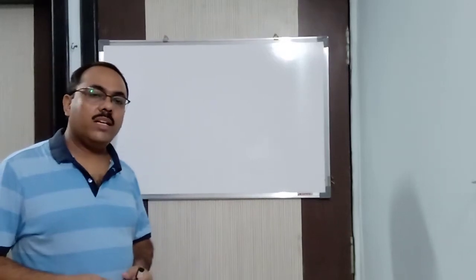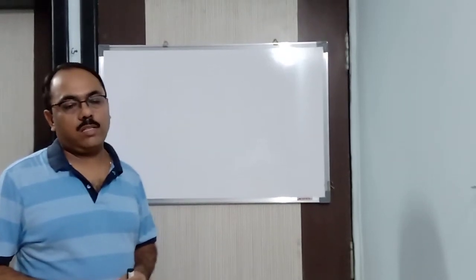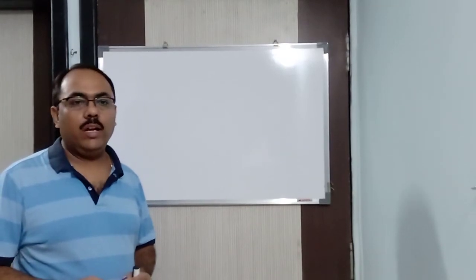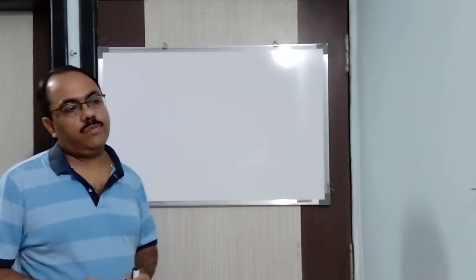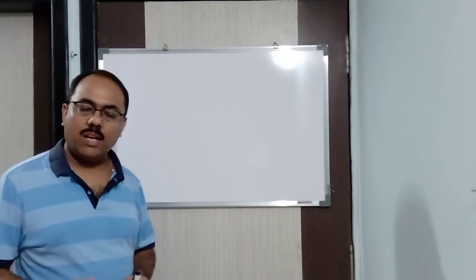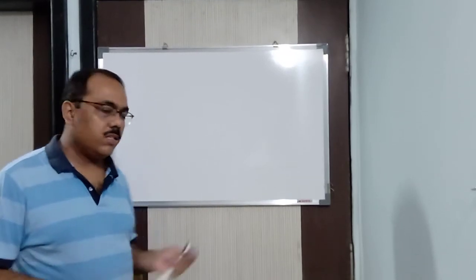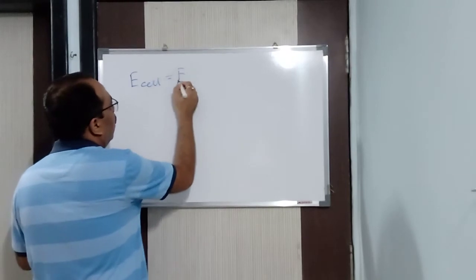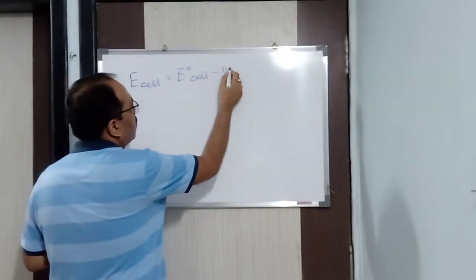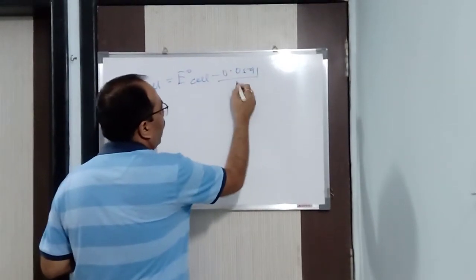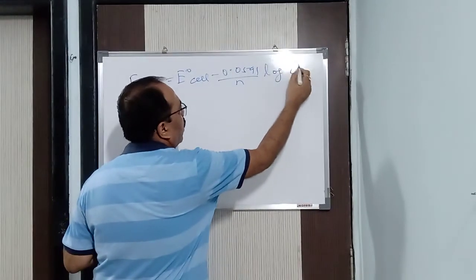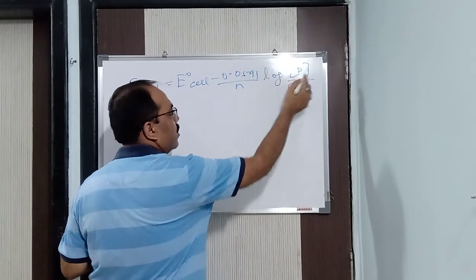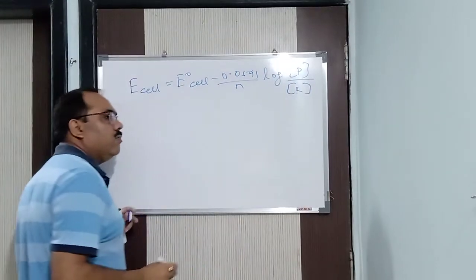Now coming to the application of the Nernst equation, which I told you in the last class. The Nernst equation can be used to calculate the concentration of the unknown electrode. What is the Nernst equation? It was E cell is equal to E naught cell minus 0.0591 by n log concentration of product by concentration of reactant. I said you this. Now product and reactant will contain what?